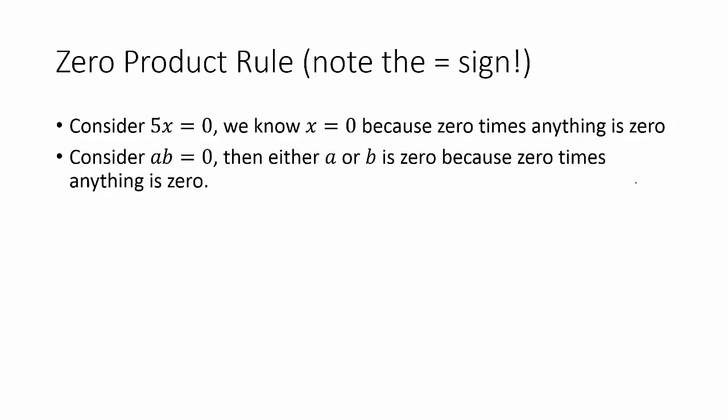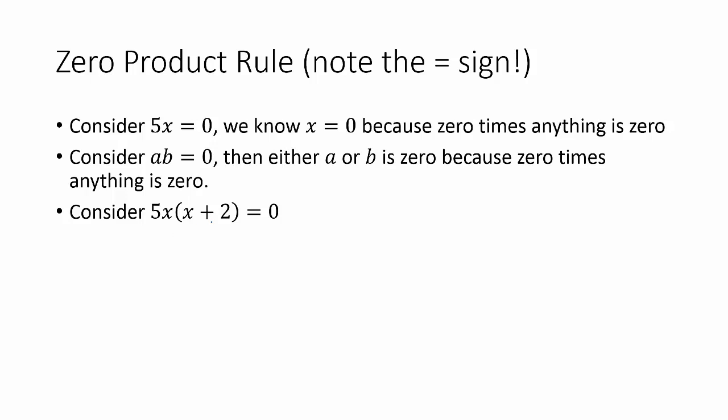But what if we didn't have a number? What if it was just a times b equals 0? We still know that one of them has to be 0 because anything times 0 is 0. We don't know if it's a or b, but either a is 0 or b is 0. This is the zero product rule, which we can use once the GCF is factored out.